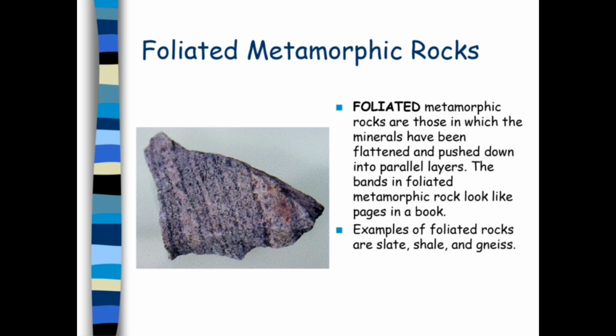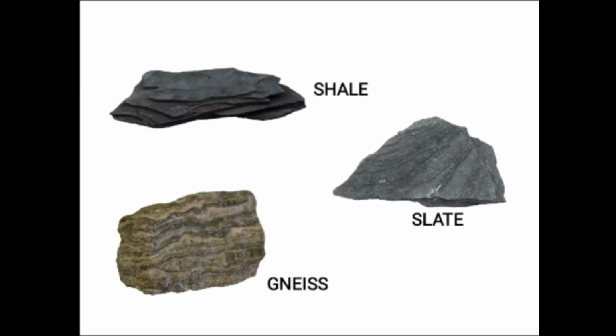Take a closer look at the picture. It is flat and has stripes or bands that are arranged in parallel layers. Here is what slate, shale, and gneiss look like. Shale is a parent rock that can eventually transform into a slate and gneiss under heat and pressure. Due to its fine grain size, shale has a smooth or gritty feel and the individual grains are not visible.